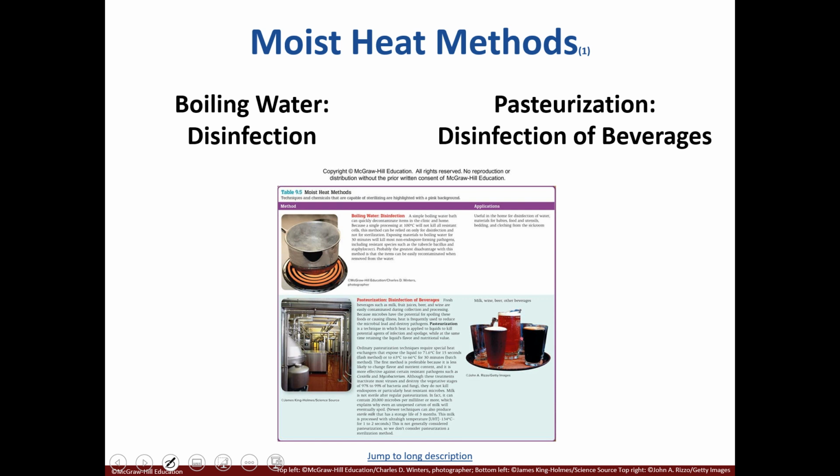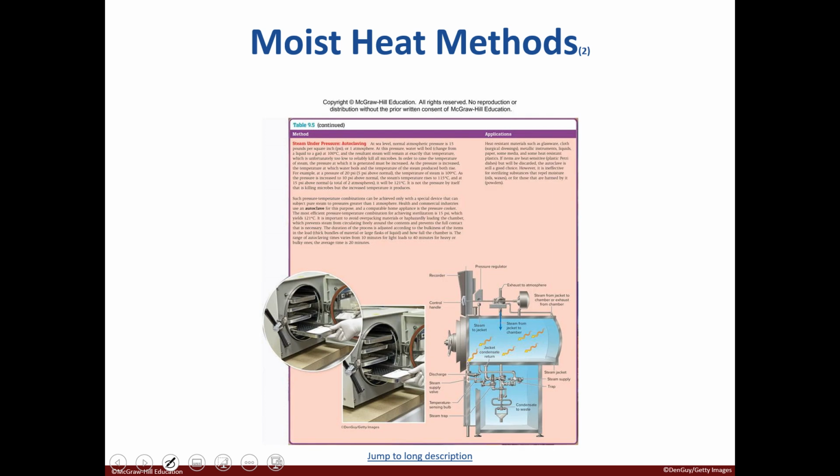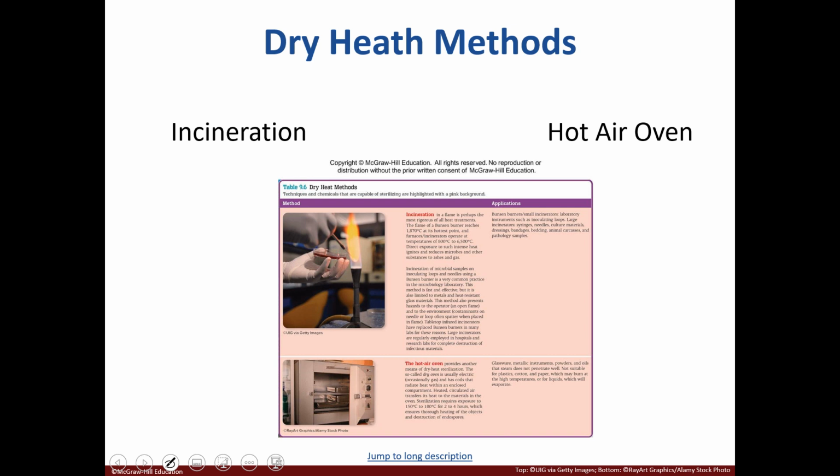Boiling water is one form of moist heat that achieves disinfection. 30 minutes can kill most non-endospore formers. Pasteurization uses moist heat at short exposures to prevent infection and spoilage of beers and milk. It does not kill endospores, so it is a disinfection method. Another form of moist heat is an autoclave, which uses steam and pressure to achieve sterilization. Incineration and the hot air oven are methods of dry heat and achieve sterilization.